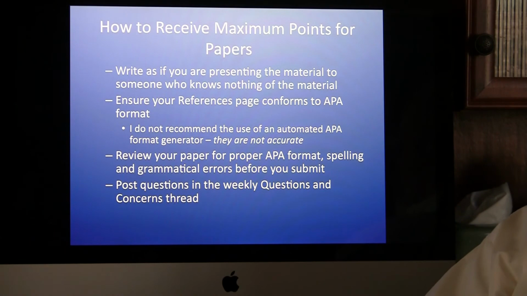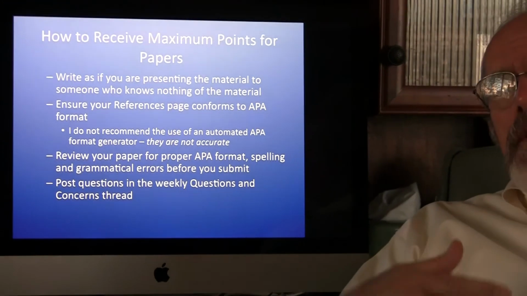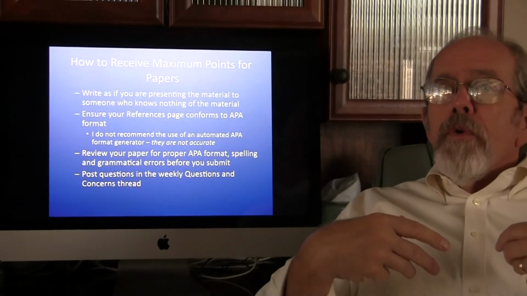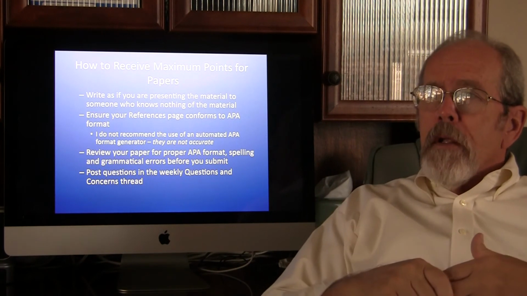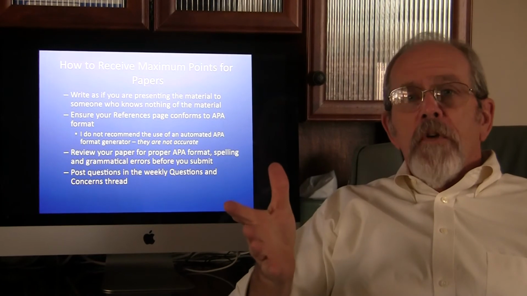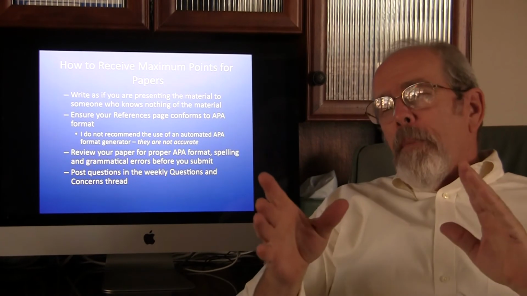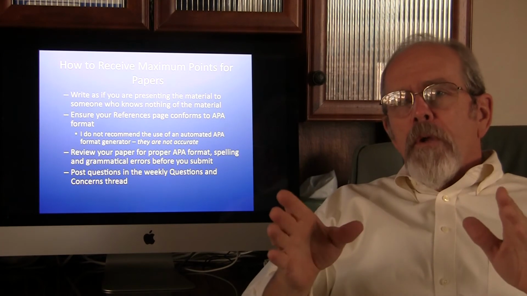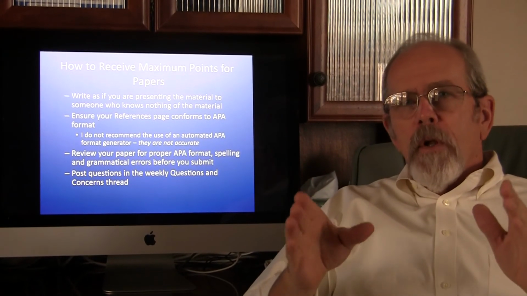Now it's also important that when you're writing a paper that you present the material as if you're trying to help someone who doesn't understand the material at all. A lot of times students make the mistake, I believe, in thinking, well, I'm just writing to the professor. The professor knows this, so I can take a few shortcuts. But that's an error. Every paper that you write should be written as if you're writing to someone that doesn't know the material at all.